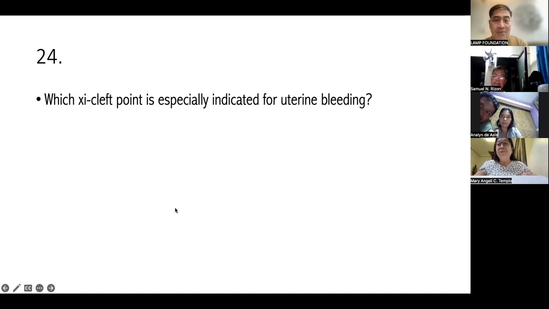Kidney 8 po. Wow, very good. Wow, I'm so inspired. Maraming nag-aral lang. Hindi yan na nag-aaral, di ba? So, kidney 8, because the kidneys are related to the uterus, di ba? So, it's also used for menstrual issues, no? Irregular menstruation, dysmenorrhea, amenorrhea. So, uterine bleeding. Anything related to the uterus.